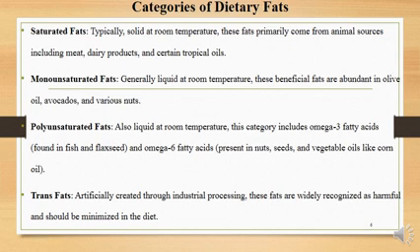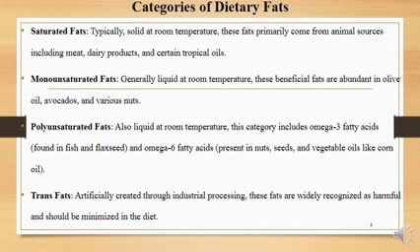So these saturated fats are solid at room temperature, and can be sourced from animal products such as meat, dairy products, and certain tropical oils. We have the monounsaturated fat, generally liquid at room temperature. Saturated fats are solid at room temperature, while monounsaturated fats are liquid at room temperature. These beneficial fats are abundant in olive oil, avocados, and various nuts.